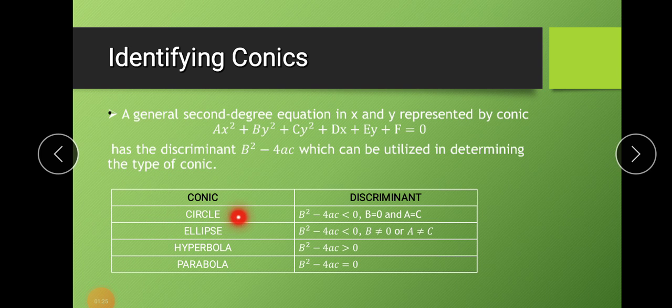So the discriminant of the conic section circle is b squared minus 4ac less than 0, then b equals 0 and a equals c. And the discriminant of the conic section ellipse is b squared minus 4ac less than 0 and b is not equal to 0, or a is not equal to c. And the discriminant of a hyperbola, b squared minus 4ac, is greater than 0. And the discriminant of a parabola, b squared minus 4ac, is equal to 0.